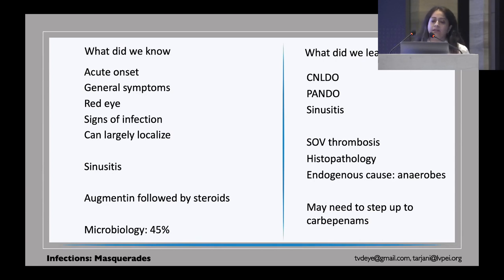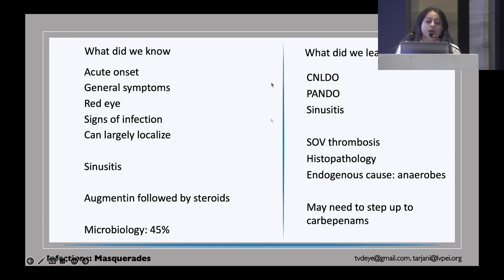So for the bacterial spectrum, we know that you have an acute onset in bacterial cellulitis. You have general symptoms, fever, malaise, all of that. You have your CBC to rely on. You have a red sign, red eye, signs of infection, and you can largely localize it to the sinuses. And Augmentin works wonders. You always give a follow-up of steroids after 48 hours. Microbiology usually helps you in 45% of the cases.